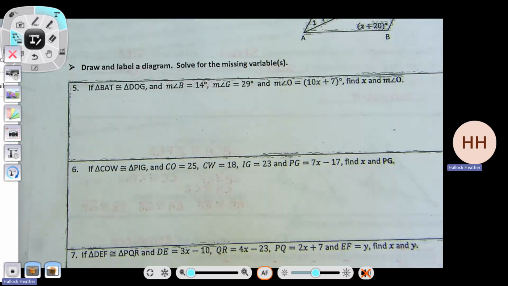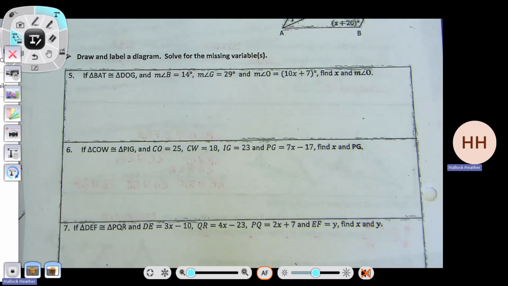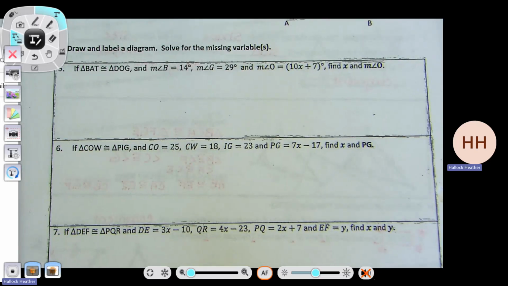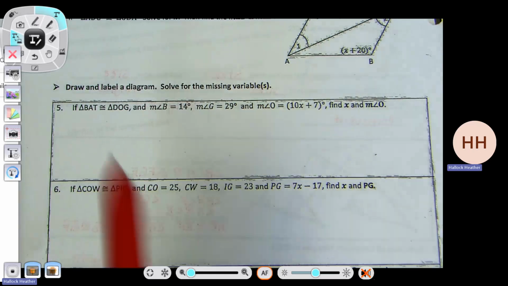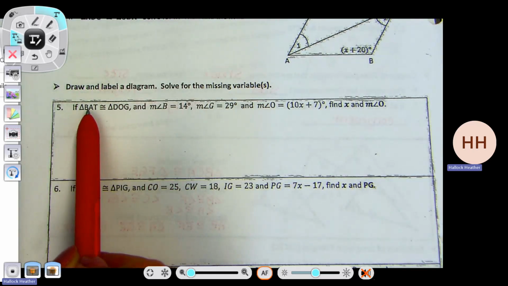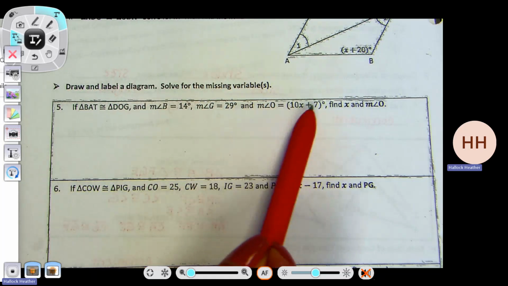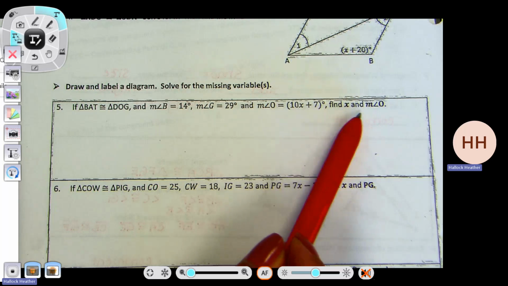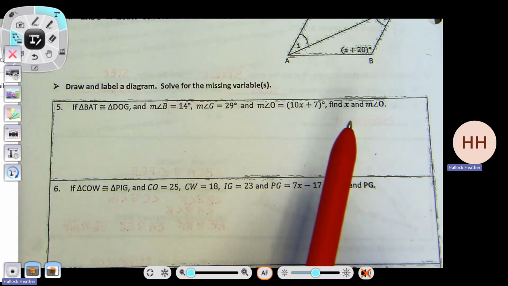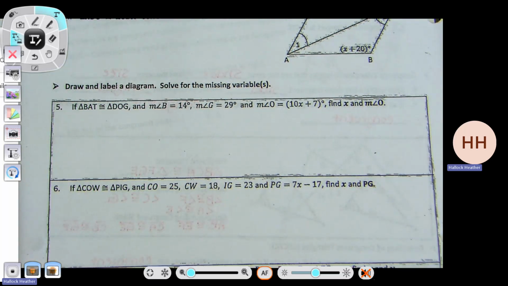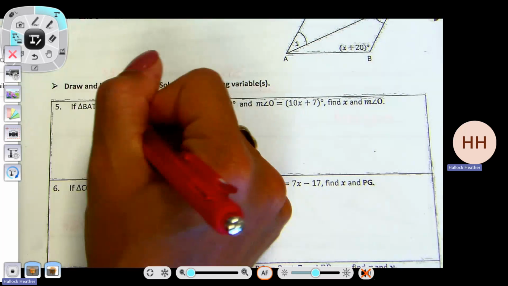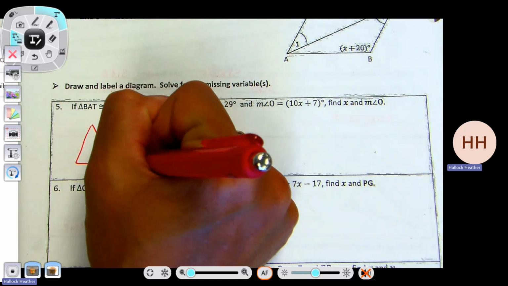Let's do number 5. Whatever we don't do, you're going to do, so you'll only have a couple. We'll do 5 and then we'll set up one more. So number 5 says if triangle BAT is congruent to triangle DOG, we know B is 14 degrees, angle of G is 29 degrees, the measure of angle O is 10x plus 7, find x and the measure of angle O, okay? So when in doubt, what are we going to do? Okay, so we got 2 triangles. We know they're congruent, so I'm going to draw 2 triangles.